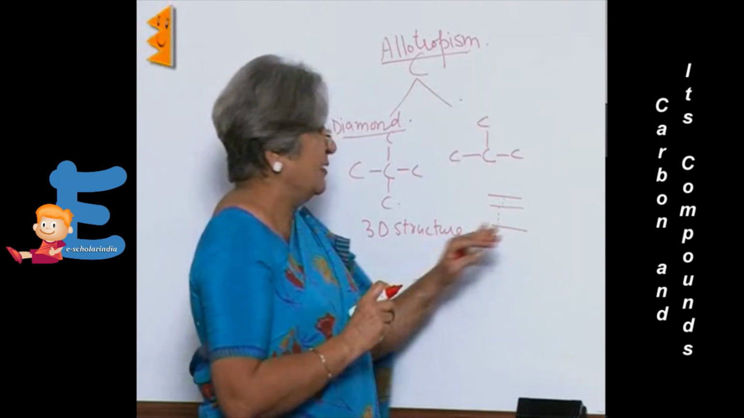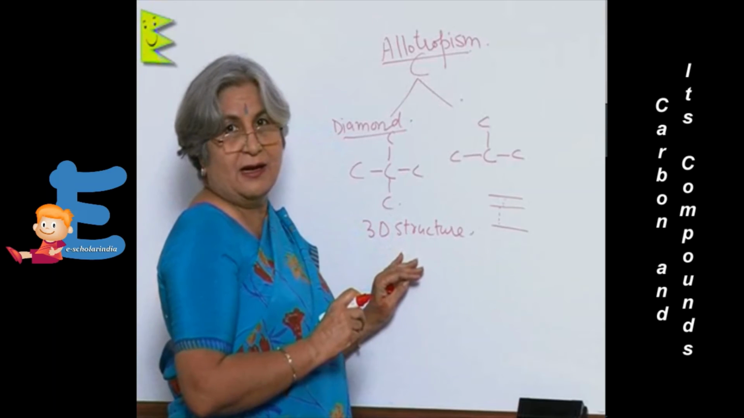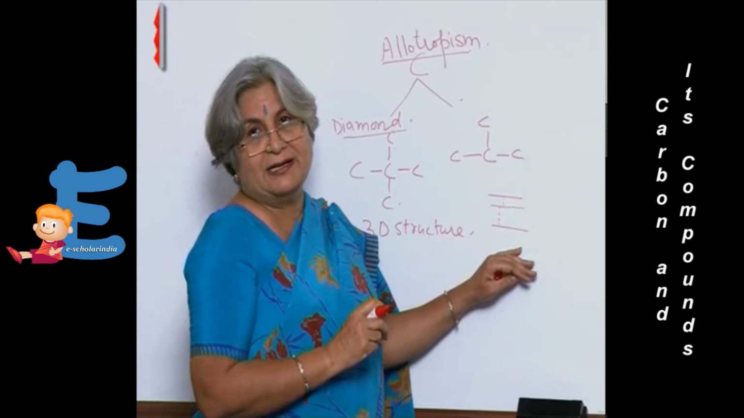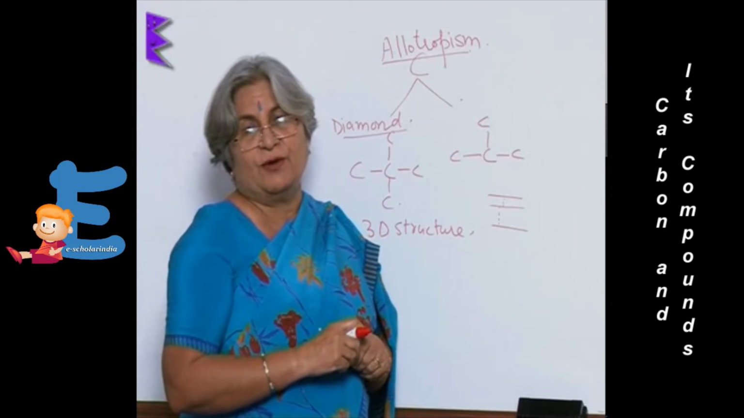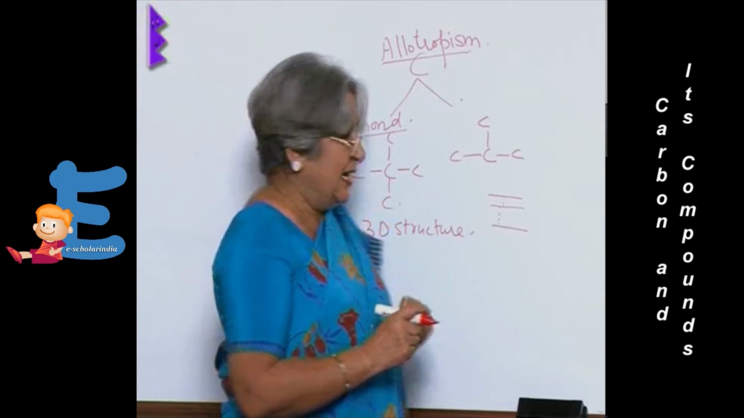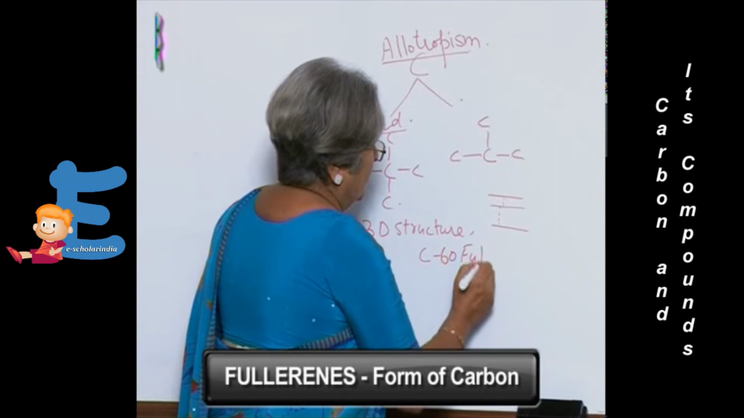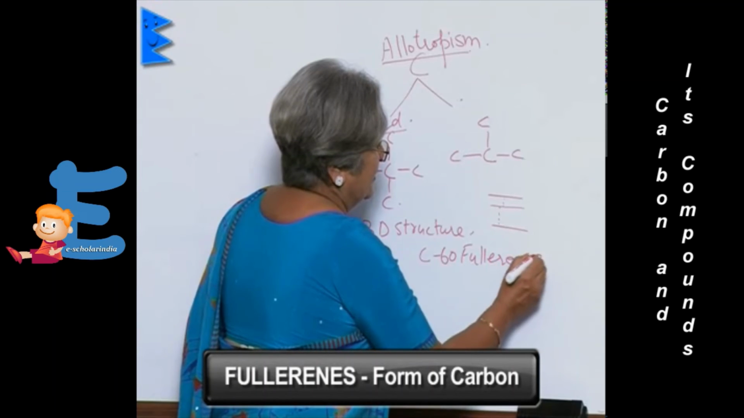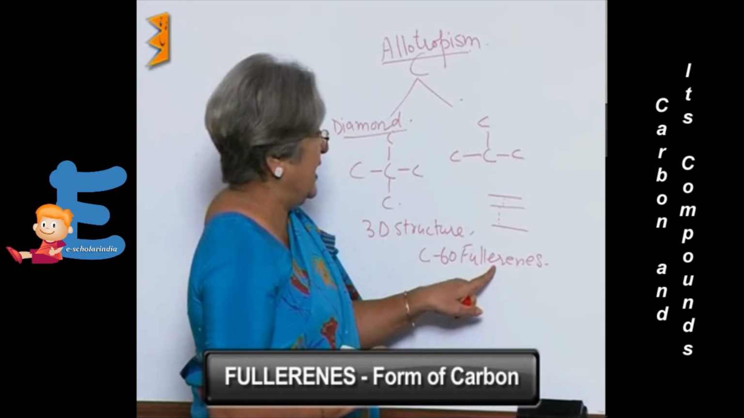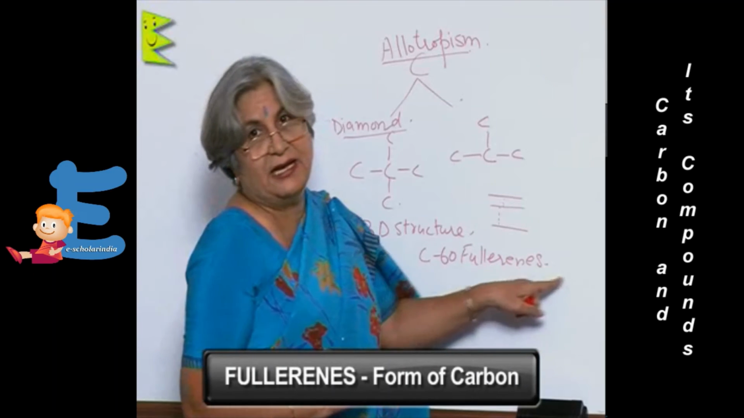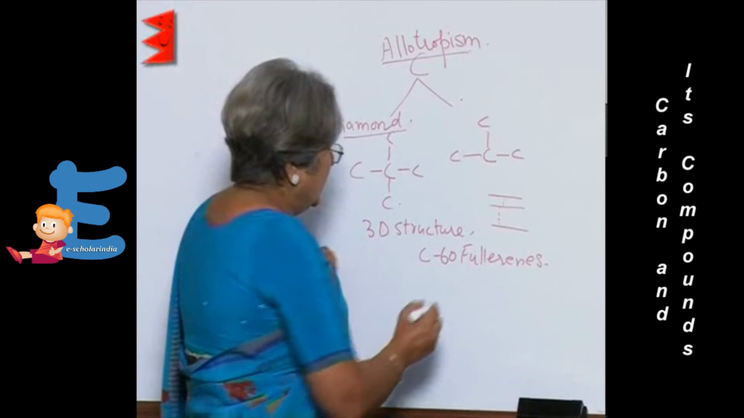Diamond is hard and rigid, graphite is soft, smooth, slippery, and diamond is a non-conductor while graphite is a good conductor of electricity. Recently, another form of carbon has also been found, and this is called C-60, Fullerenes. Don't miss this E's. There are three E's. F, U, L, L, E, R, E, N, E-S. Fullerene is the word.